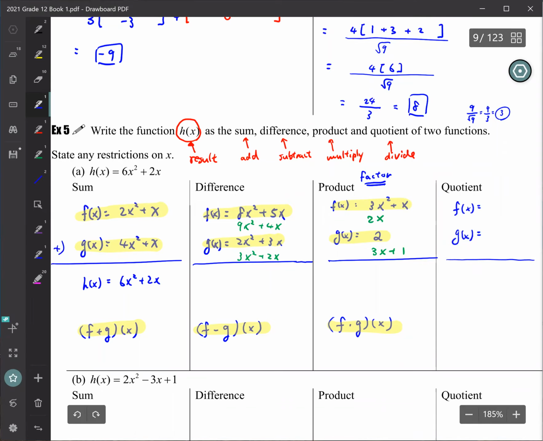Okay, so when you do dividing, the order will matter. For example, 5 divided by 2 and 2 divided by 5 are different, right? So the order matters. So let's keep everyone's order the same. Here, let's all do f over g. Okay, f divided by g. So we want to keep the f of x on the top, g of x at the bottom.